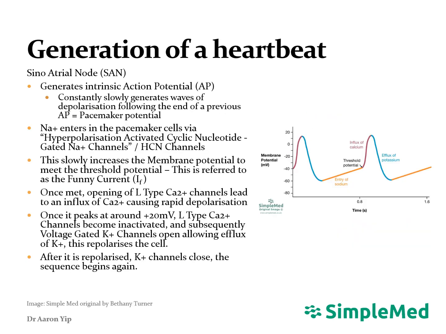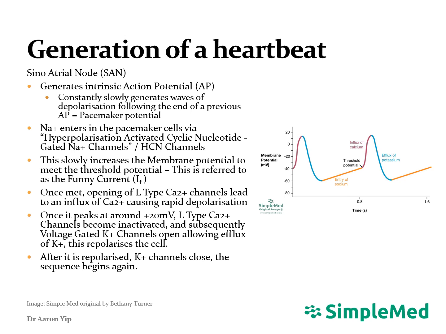So how is this impulse generated in the sinoatrial node? Well, the sinoatrial node has the ability to generate intrinsic action potentials. This is when the pacemaker cells are able to constantly and slowly generate waves of depolarization. This is known as pacemaker potential. How this happens is that sodium ions enter the pacemaker cells via specialized sodium channels, shortly known as HCN channels. This slow increase in membrane potential is known as the funny current.